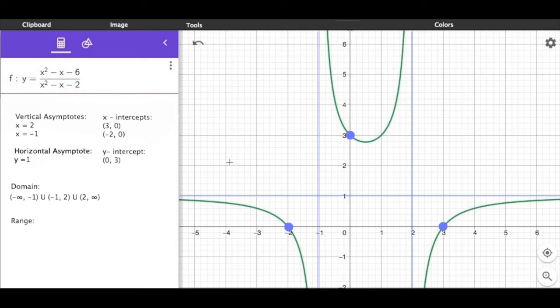And we do the same thing with the range, just that in this case we analyze the y-axis. So we put a parenthesis, minus infinity, we mark our horizontal asymptote, and we also need a union to mark this part of the graph, so it will be 1, infinity. And that would be everything for the domain and the range.